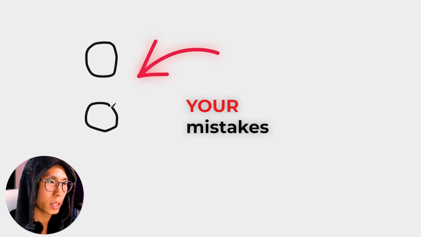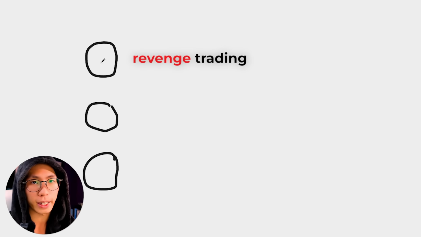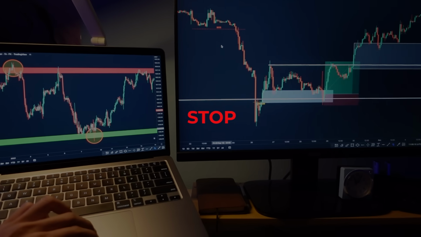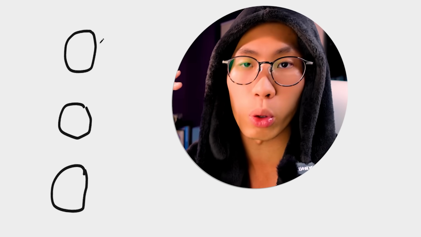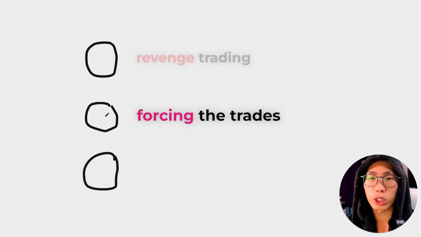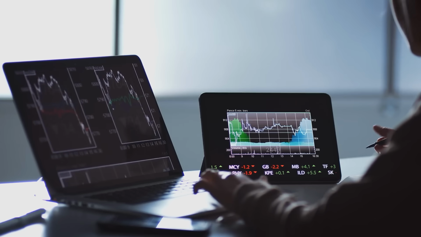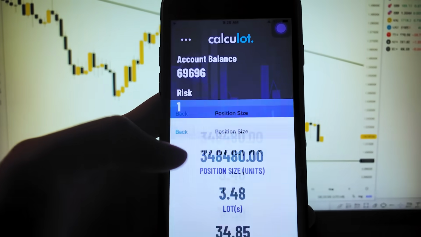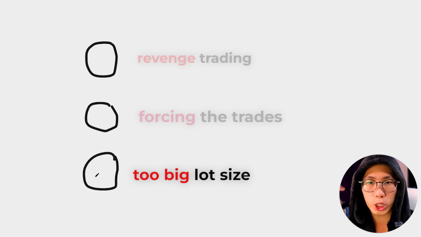So let's say these are the mistakes. These little circles are mistakes committed by you. So this is revenge trading. Let's say that after a losing streak, you continue trading, even though you are supposed to stop and take a break to recharge your mind, but you continue trading. That's the first mistake you'll commit. The second mistake is forcing trades, right? Even though there are no opportunities, you still trade because you want to trade every single day. And the third mistake could be, let's say that you are using a lot size that is way too big for your account and you end up blowing that account because of these stupid mistakes.